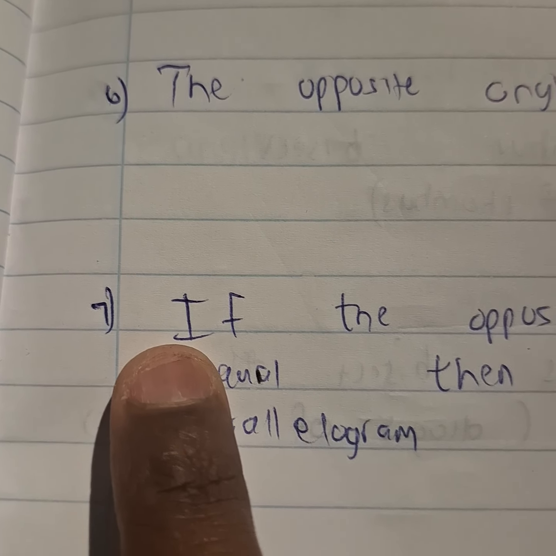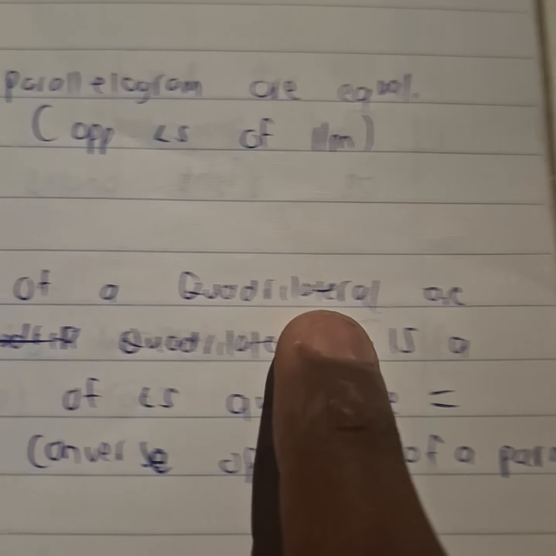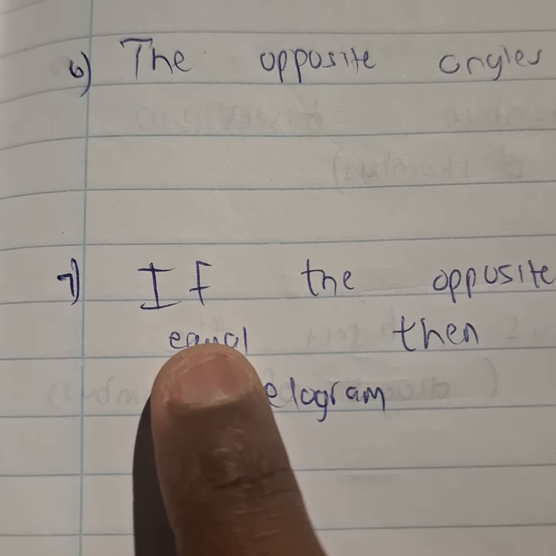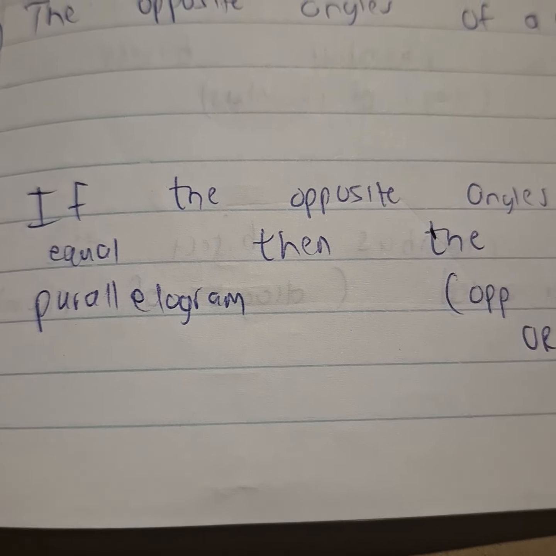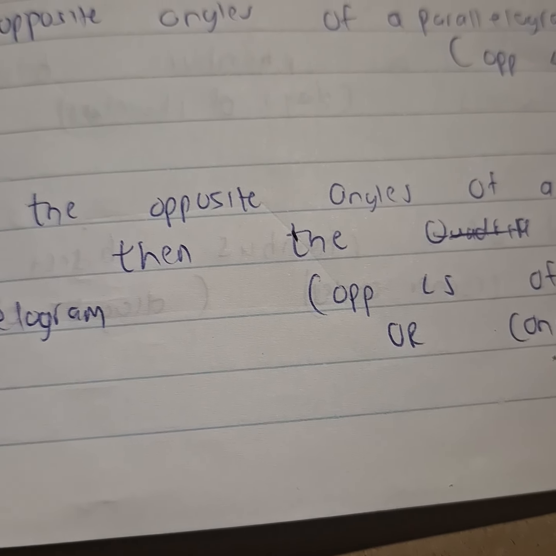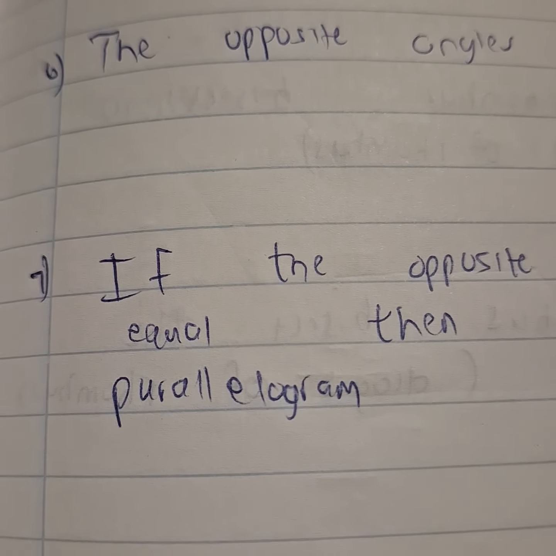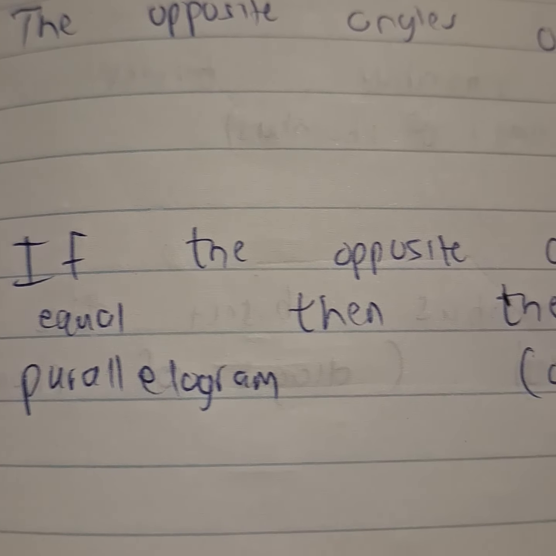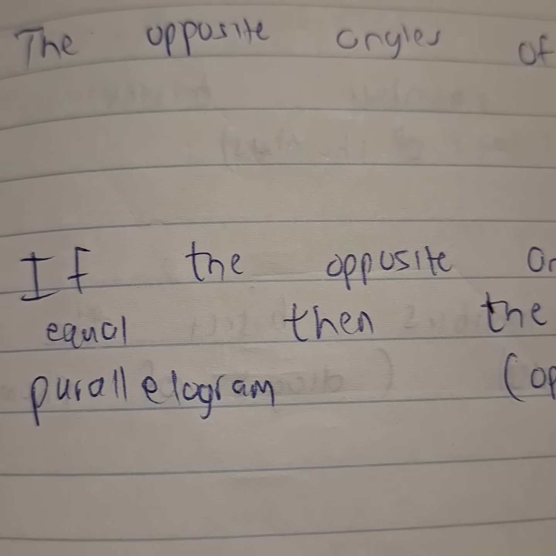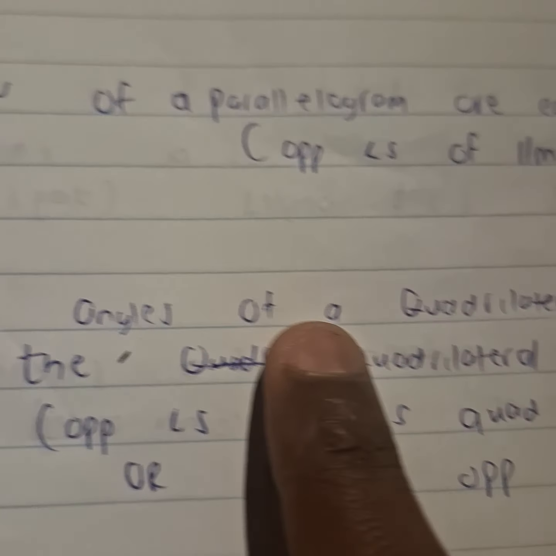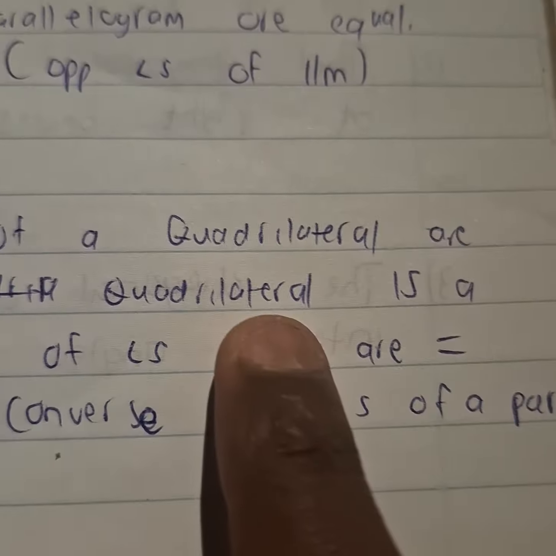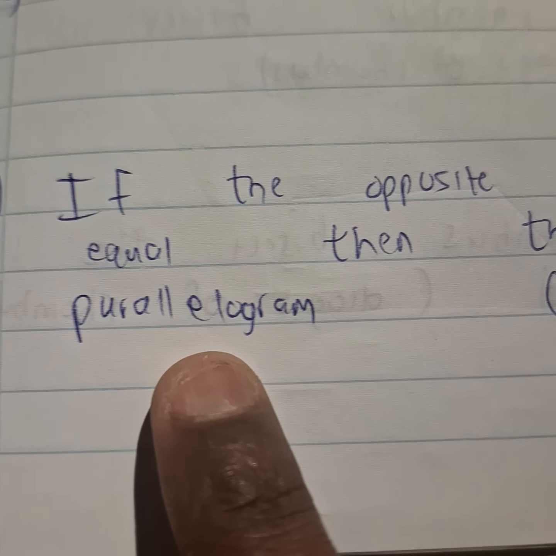Number 7, if the opposite angles of a quadrilateral are equal, then the quadrilateral is a parallelogram. So this is another condition that we can find in a quadrilateral that can then substantiate or prove that that particular quadrilateral is a parallelogram. If we discover that the opposite angles of that quadrilateral are equal, then we can say that that quadrilateral is a parallelogram.